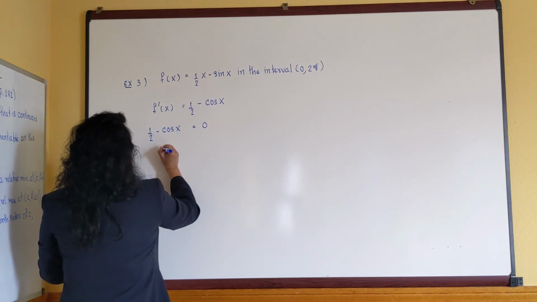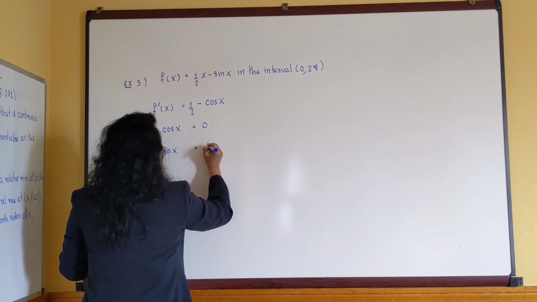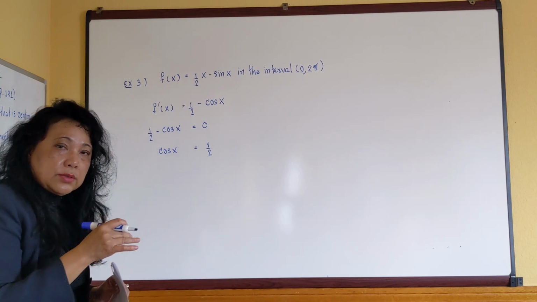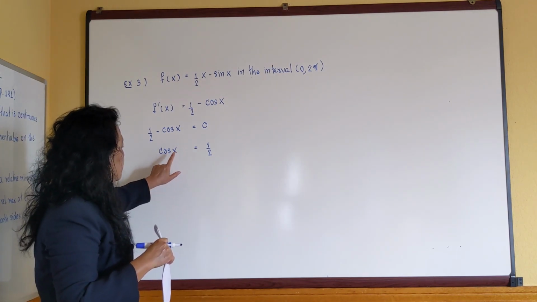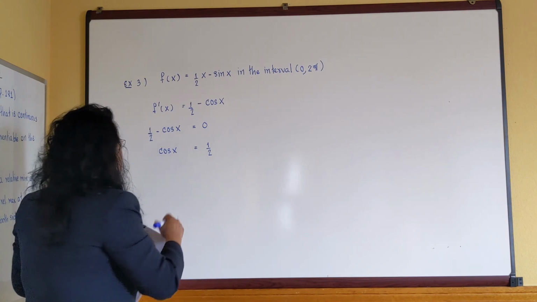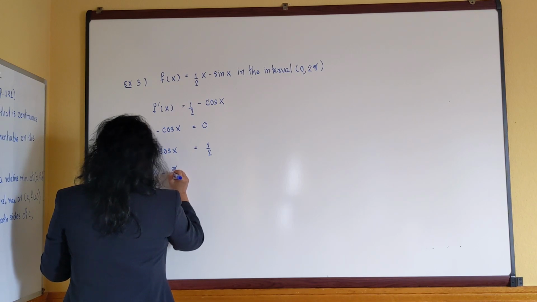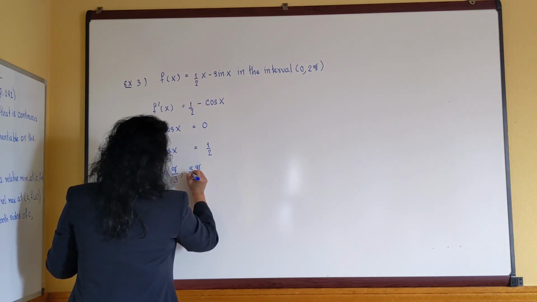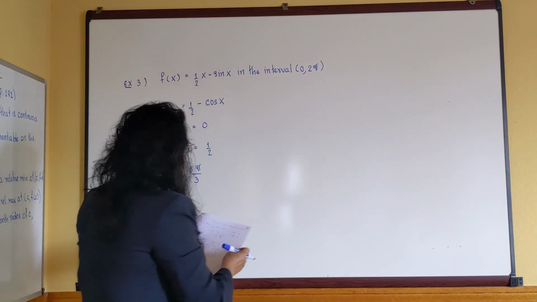Alright, then I'm going to have cosine of x equal to 1/2. Now you have to go back to your trick and figure out what x makes cosine of x equal to 1/2. By solving this, x would be pi over 3 and 5 pi over 3. And this is your critical point. Alright, let's look at the graph.